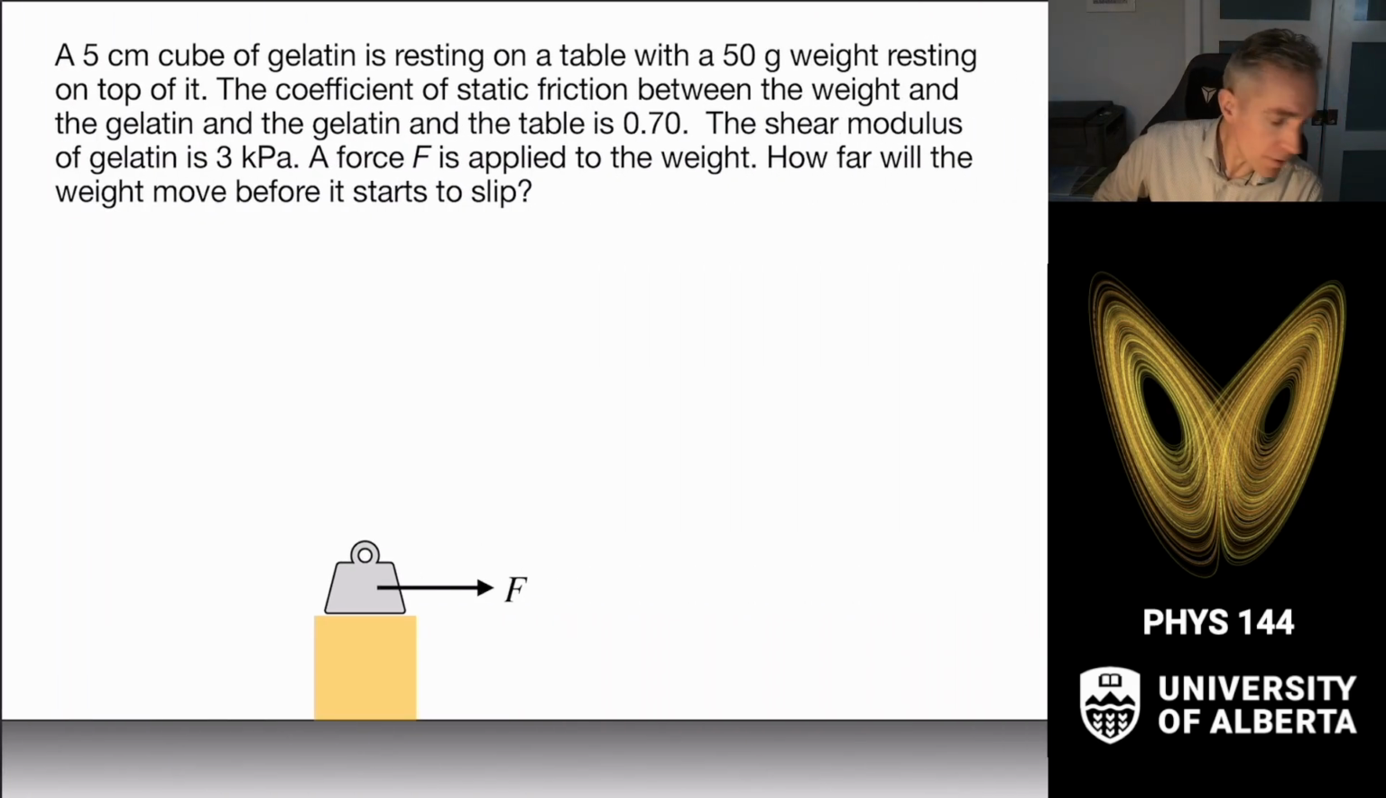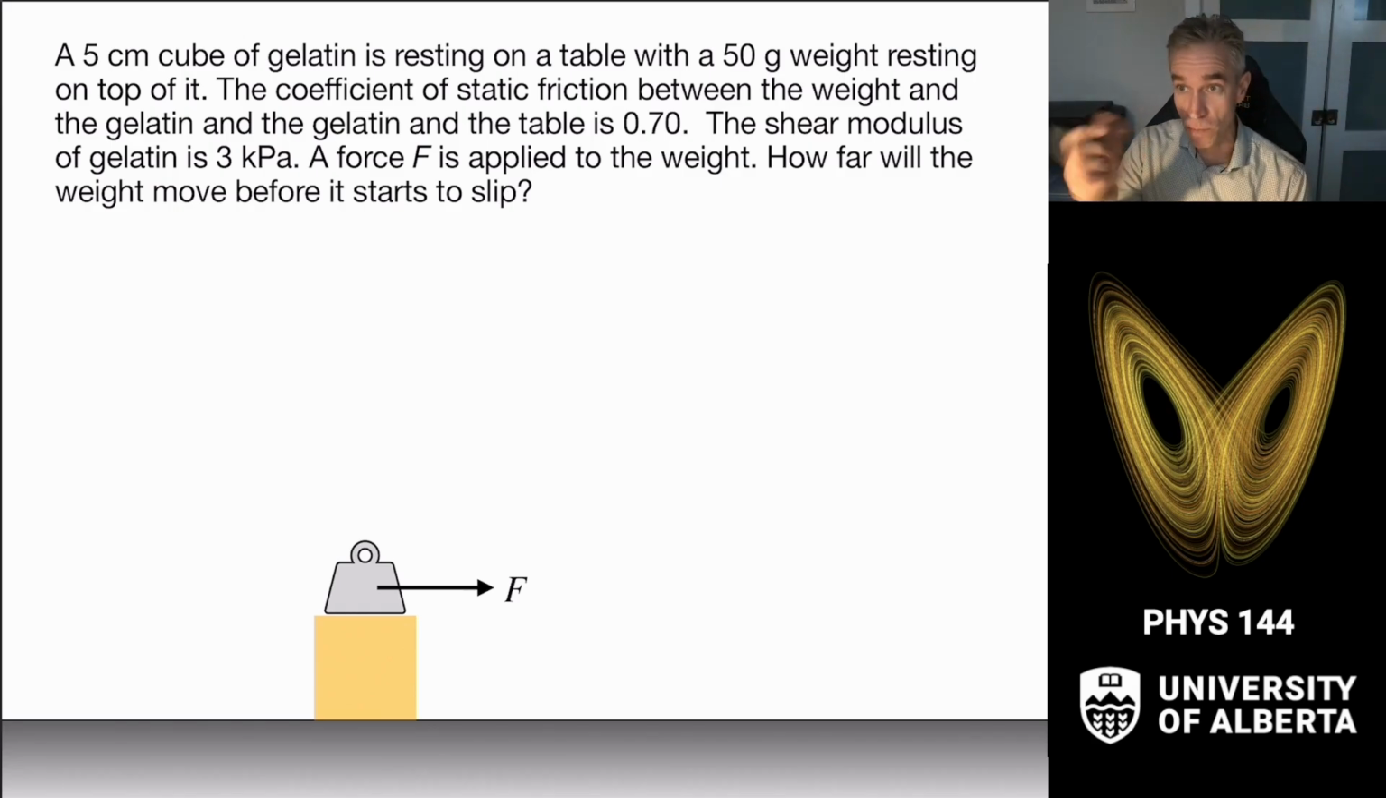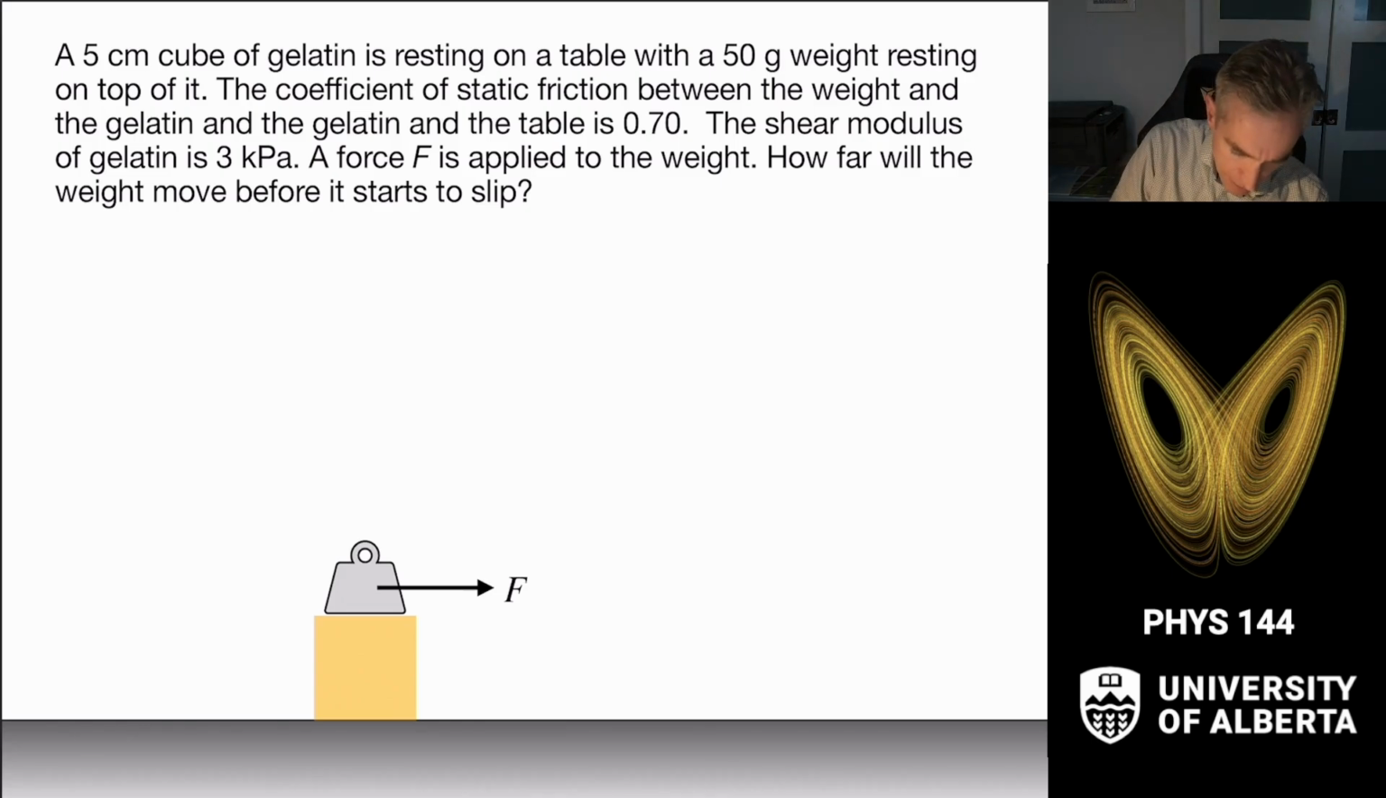Anyways, moving onward, let's consider wiggly jello. In this case, we have a 5 centimeter cube of gelatin. That means it's a cube with a side length of 5 centimeters, resting on a table, with a 50-gram weight resting on top of it. The coefficient of static friction between the weight and the gelatin, and between the gelatin and the table, is the same: 0.7. So that surface and that surface have the same static friction of 0.7. The shear modulus of gelatin is 3 kilopascals. A force F is applied to the weight. How far will the weight move before it starts to slip?